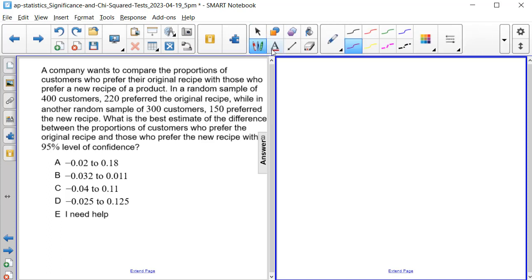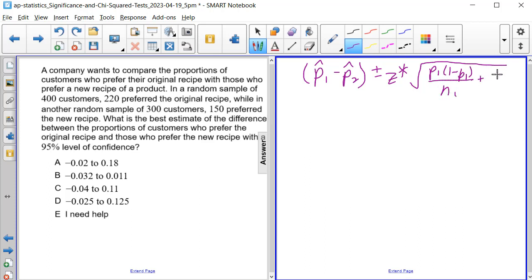So we're going to be using the equation p1 hat minus p2 hat, plus or minus z star times the square root of p sub 1 times 1 minus p sub 1 over n sub 1, plus p sub 2 times 1 minus p sub 2, all over n sub 2.